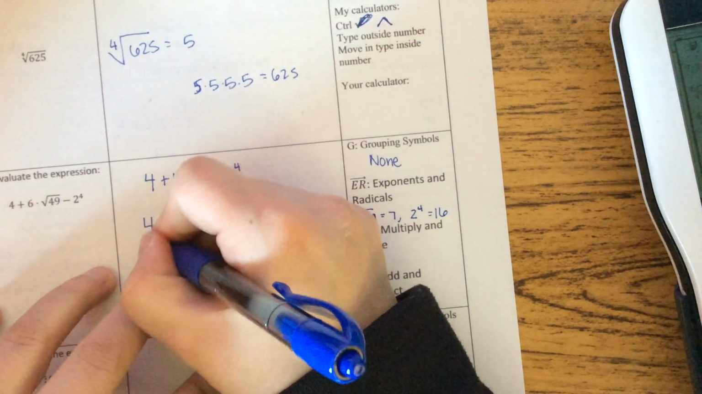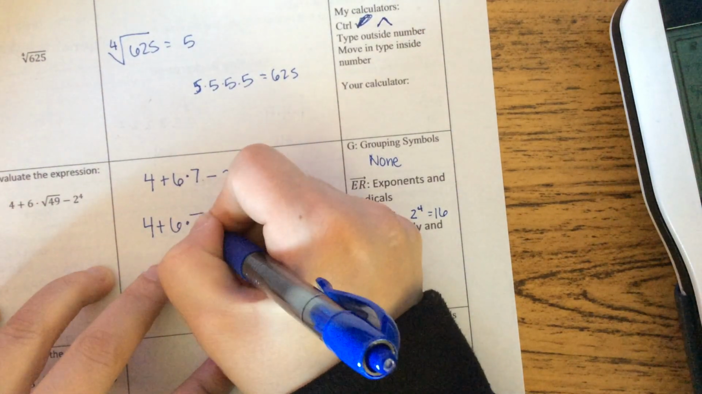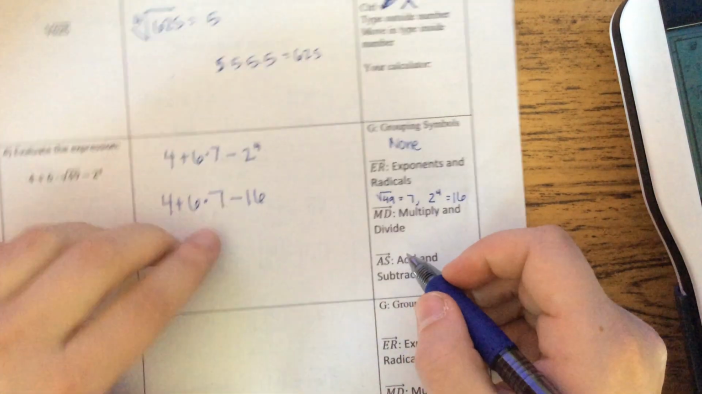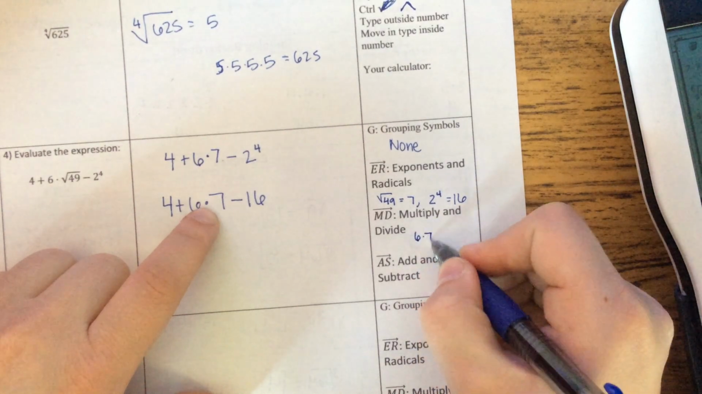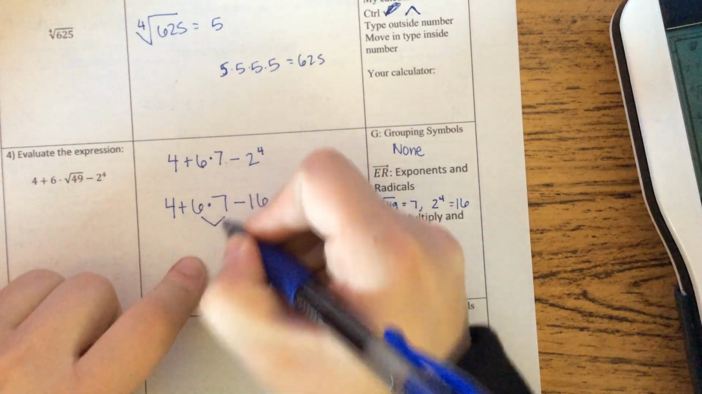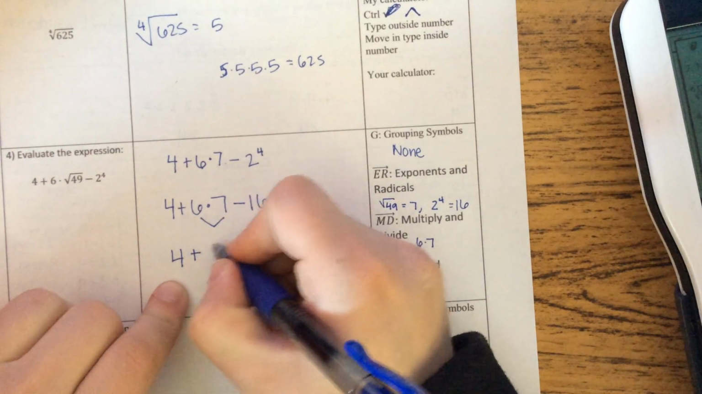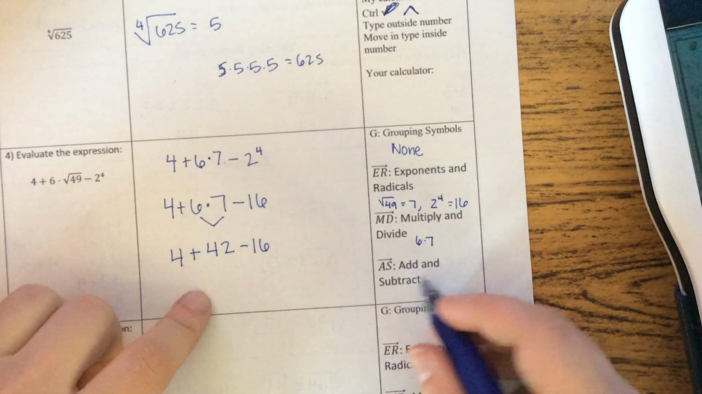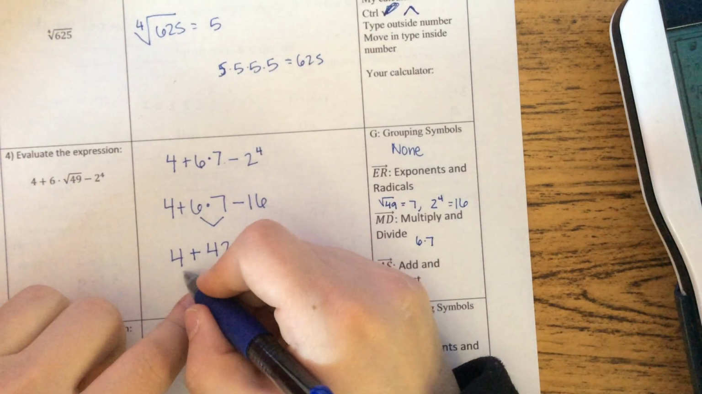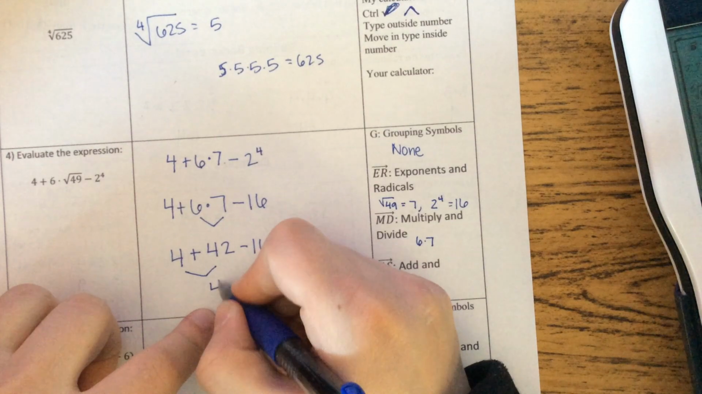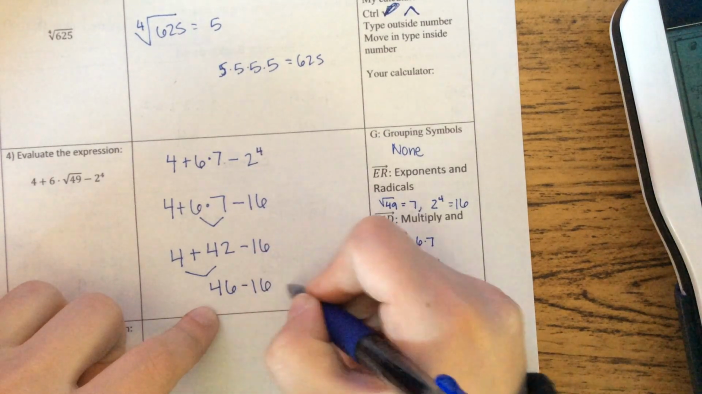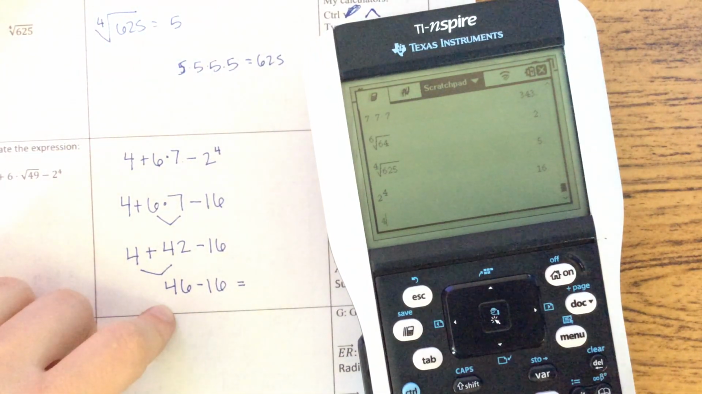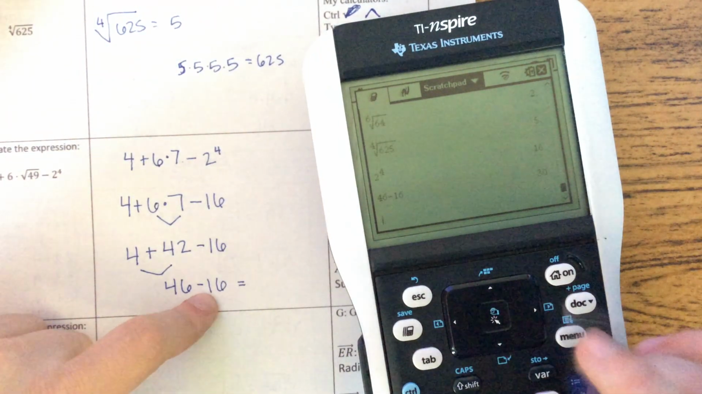So now I have 4 plus 6 times 7 minus 16. So now do I have any multiplying or dividing? I have the multiplying, 6 times 7. 6 times 7, you can use a calculator if you need to, is 42 minus 16. And lastly, we add and subtract left to right. So I'm going to start with 4 plus 42 is 46 minus 16. If you want to write it vertically, you can. You can use a calculator. 46 minus 16 is 30.